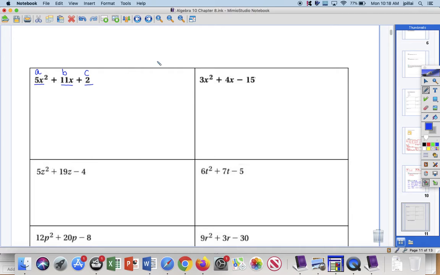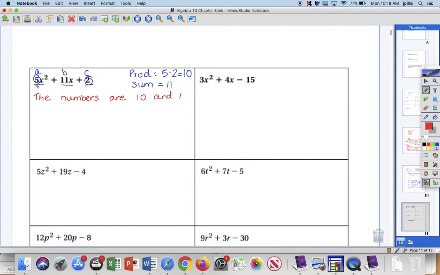We need to find two numbers whose product is going to be A times C, which is 5 times 2, which is 10, and whose sum is going to be 11. Now, you clear? So we need to find two numbers whose product is 10 and sum is 11. And are there numbers like that? Yes, indeed, 10 and 1. So the numbers are 10 and 1.